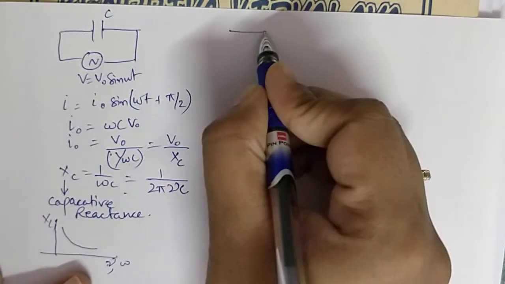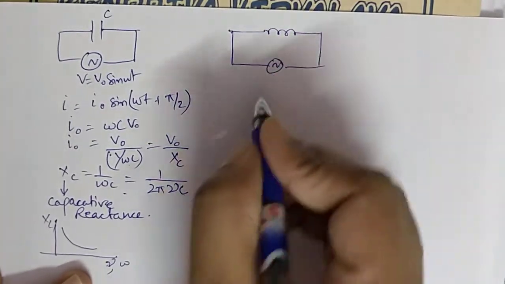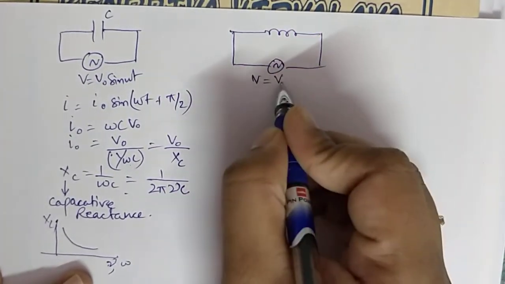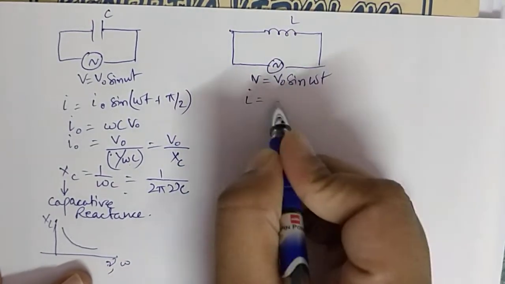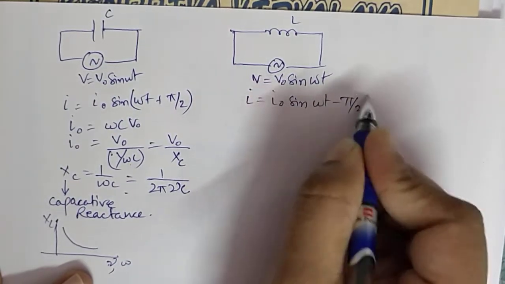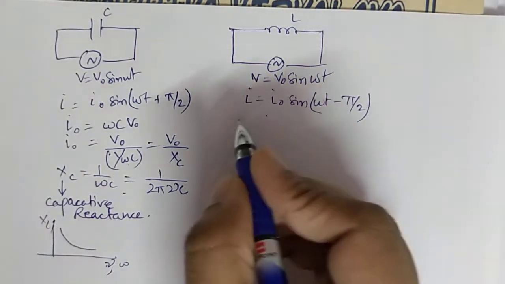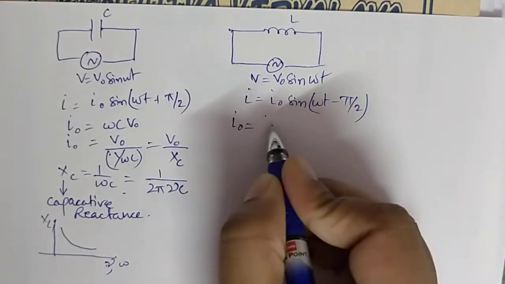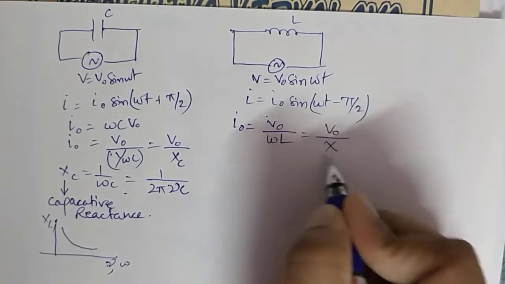But when we used an inductor across an AC voltage source V naught sine omega t, and there was L, we got I is equal to I naught sine omega t minus pi by 2. So this shows that current lags behind voltage by an angle of pi by 2 for a pure inductor, where I naught we got as V naught upon omega L, where omega L was XL.